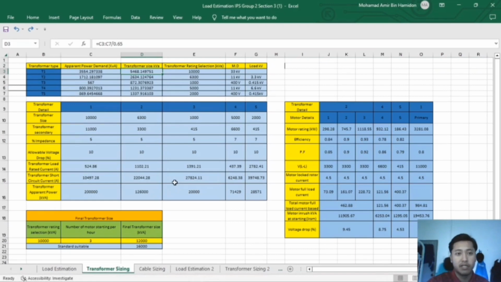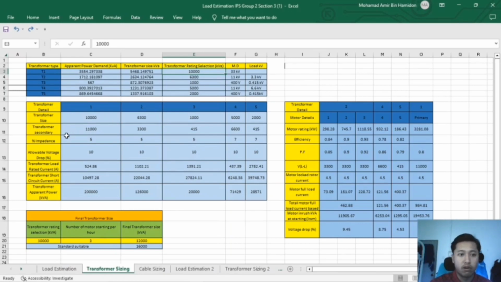We proceed to the transformer sizing. After we get the apparent power demand value, we must calculate the transformer size, where the total load is 65% of the transformer. So we divide the apparent power demand value by 0.65 for all the transformers. After we get the value, we choose our transformer size using the rating given in the slide. After we analyze the value, we can choose the transformer size, and for this MD we also analyze the criteria and choose the MD.